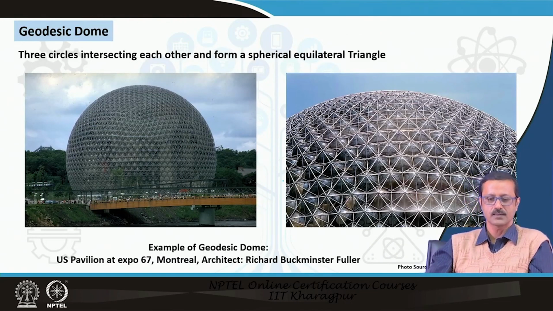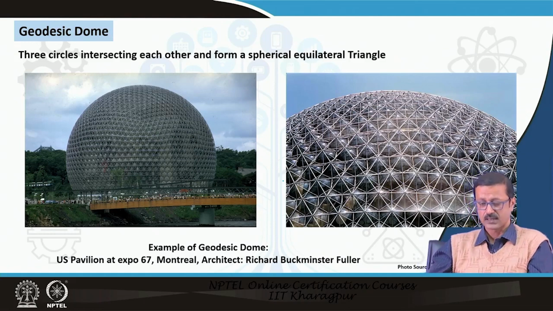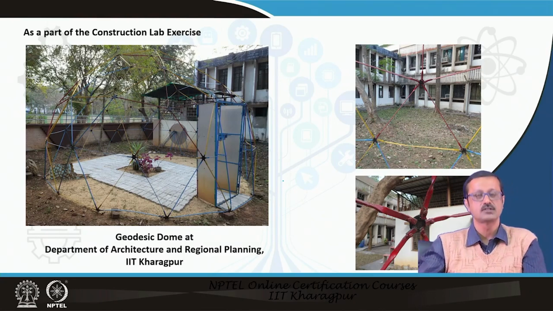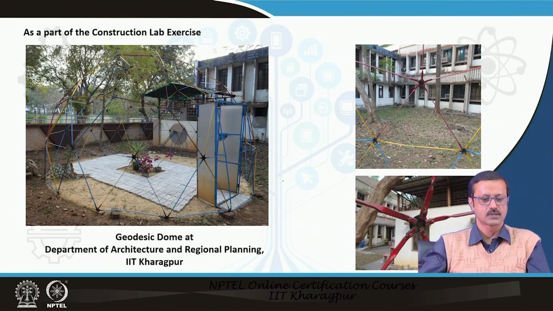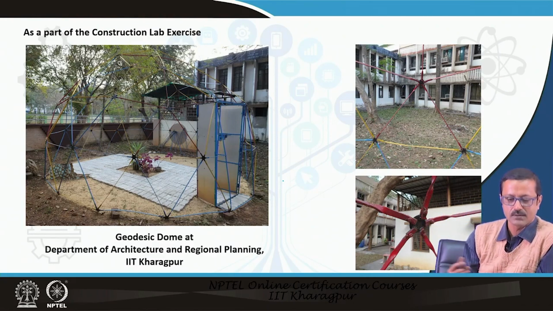So there are again examples. An example of the geodesic dome is the US Pavilion at Expo 67, which was done by the architect Buckminster Fuller. There are also some examples of geodesic domes constructed in our Department of Architecture and Regional Planning, IIT Kharagpur. Students have built them under one of the labs, our material testing lab. Every time they design and construct some interesting things in our backyard.